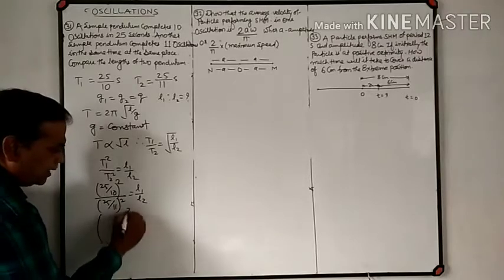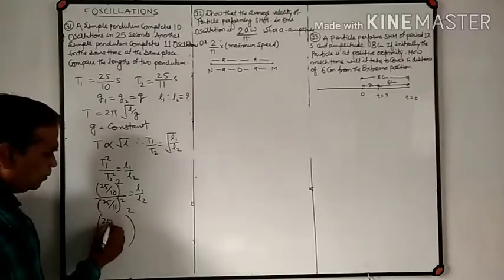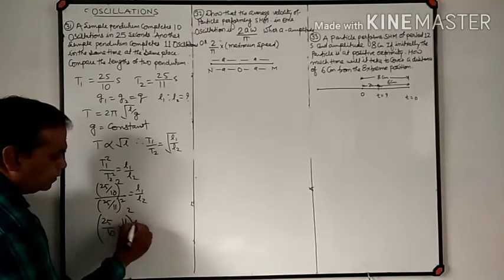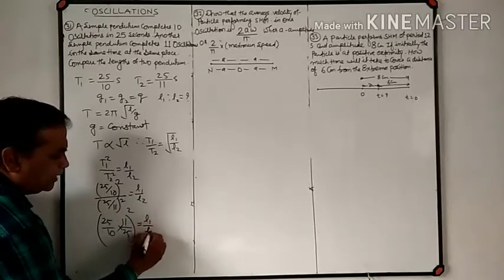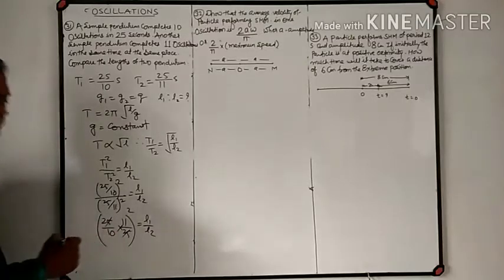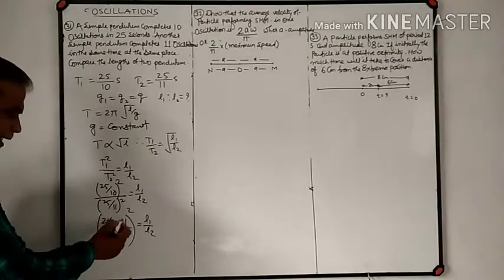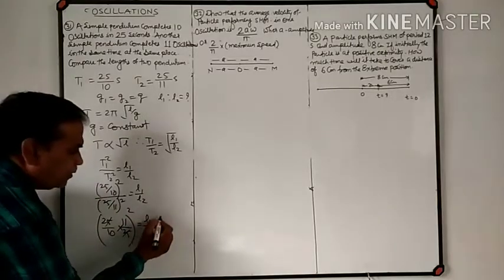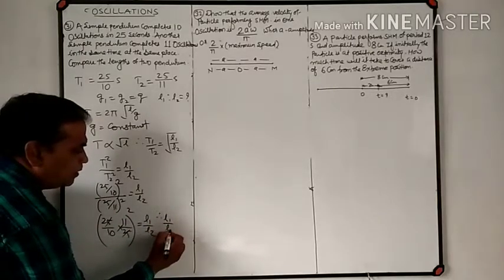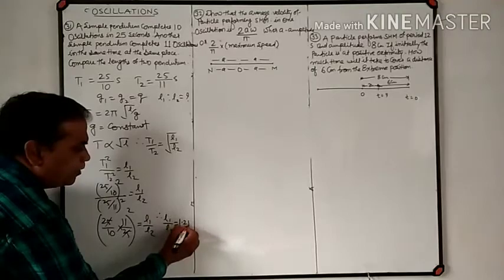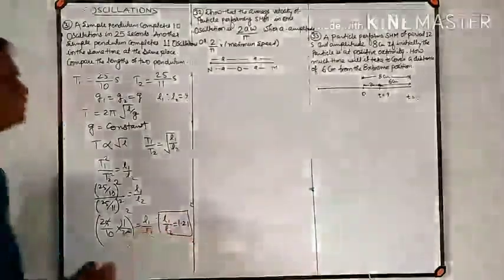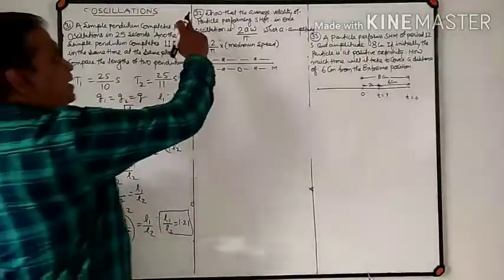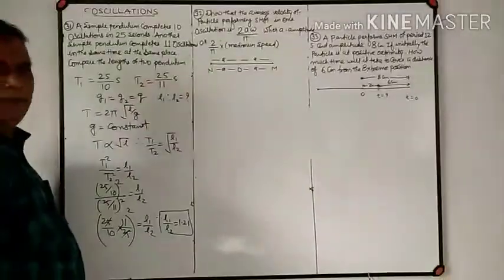Now I will take the square: 25 by 10 into 11 by 25, whole square, is equal to L1 by L2. This 25 gets cancelled with this 25, and we get 11 by 10. 11 by 10 means 1.1, and its square. Therefore L1 by L2 must be equal to 1.21. That is the ratio of the lengths of the two pendulums, 1.21.